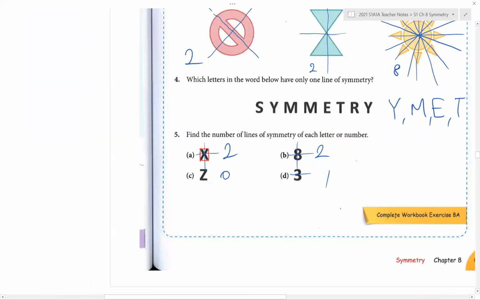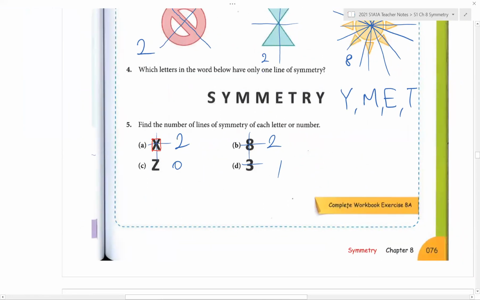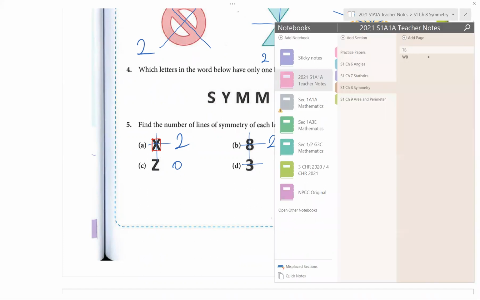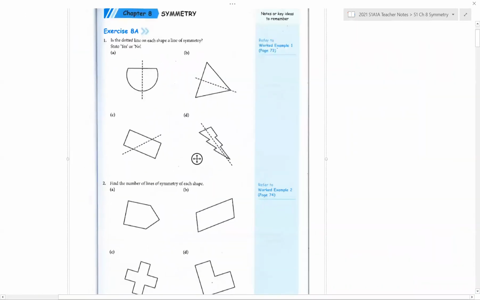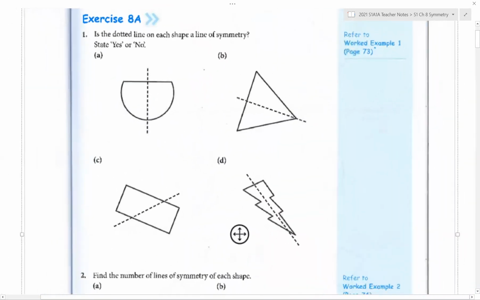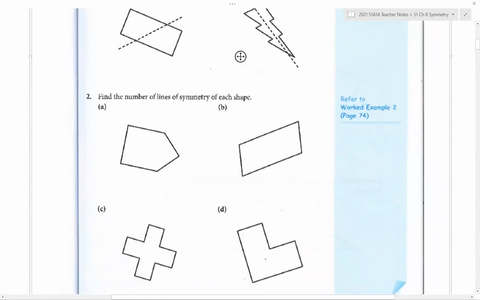Okay, so what do you think about lines of symmetry? Is it something that confuses you? Is this a topic that you should have the least confusion? It should be the least confusion, because it's either a line of symmetry or it's not. So your objective should always be to make sure you get full marks for lines of symmetry. Okay, so let's do 8A for your workbook now.